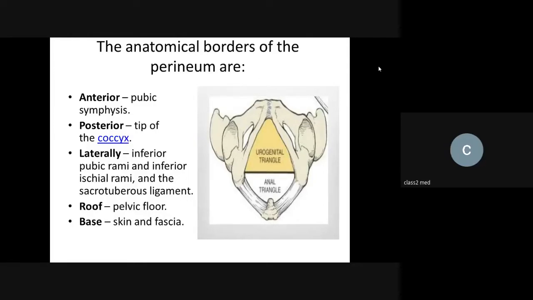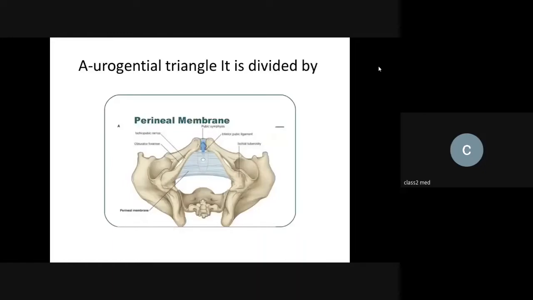And in this picture, you can see the urogenital triangle, the anal triangle, and the anatomical border of the perineum. First, the anterior urogenital triangle.